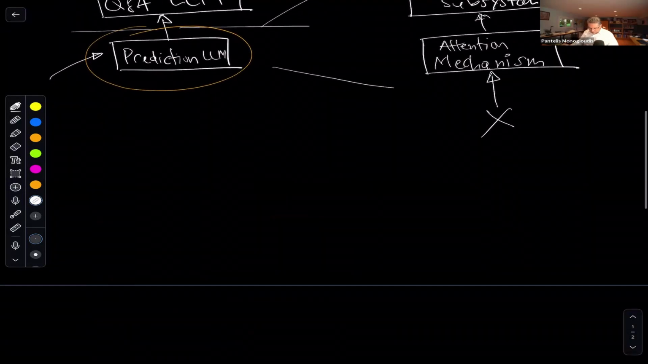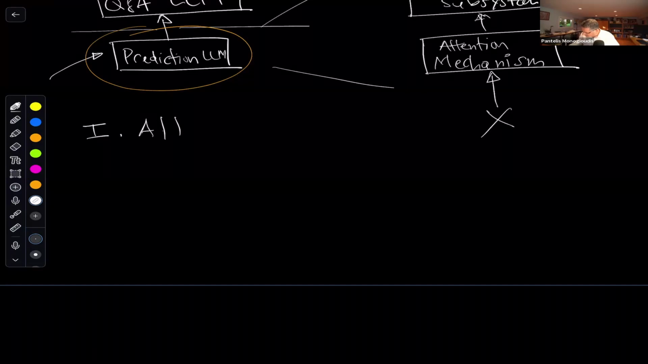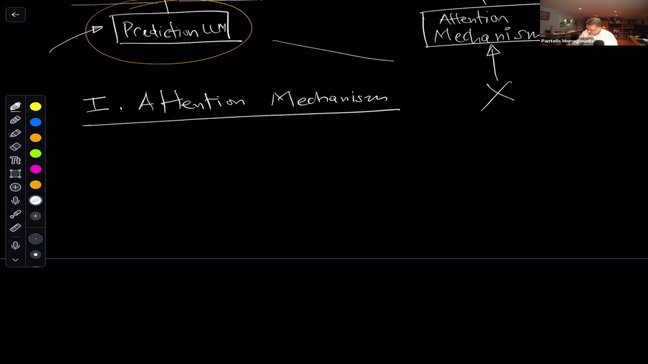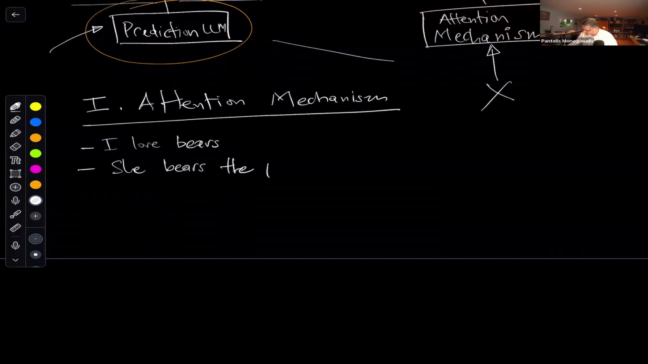All right, so the attention mechanism, let me write it here as the first point of discussion. The attention mechanism is going to be introduced by looking at three sentences. The first sentence is: I love bears. The second sentence is: she bears the pain. And the third: bears won the game.